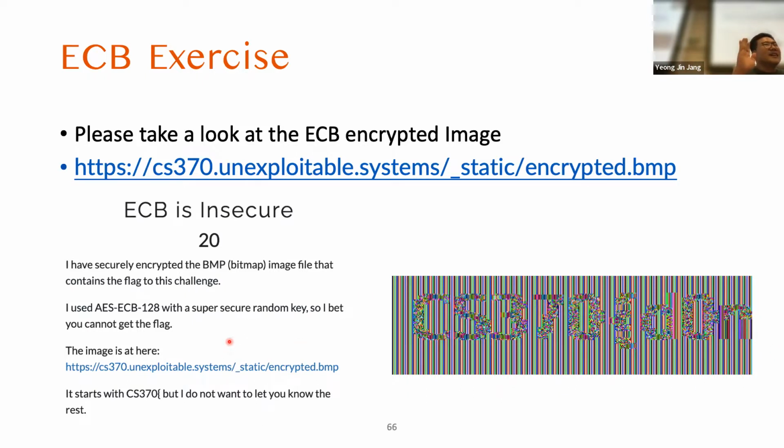And I made a mistake. I used a capital CS here. So the flag starts with capital CS 370 and braces. Please don't get confused about typing the lowercase here. But you will see the cracked message in the bitmap format by connecting to this website. And that is the answer.